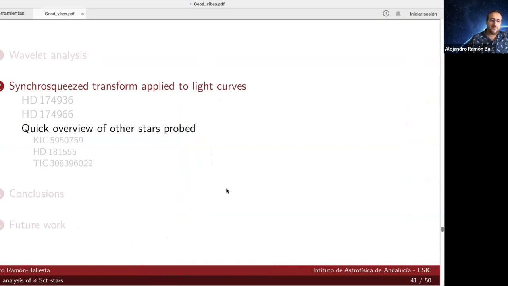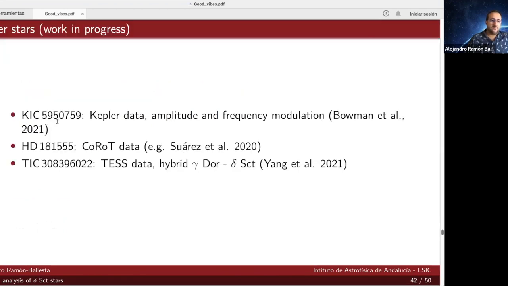We have in progress the study of other stars as well, with KIC 507559, using Kepler data. Bowman and collaborators found that there is amplitude and frequency modulation, so we want to study this star. I will show you the general plot for these stars, but I will not go into details yet because we are currently working on them. Then HD181555 is also studied in our group, and with this other star with a long name, it was claimed to be a hybrid gamma Doradus and delta Scuti star.